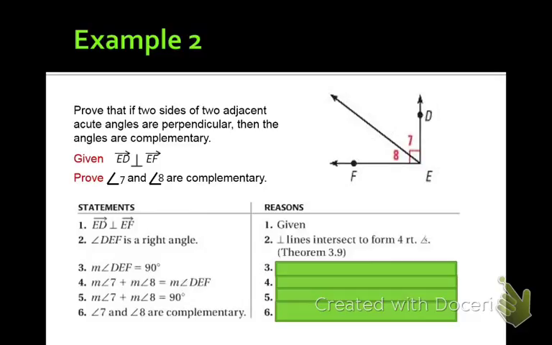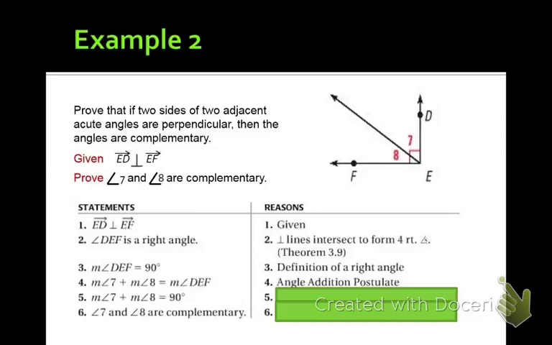Now, from DEF being a right angle, the measure of angle DEF is 90. How do you know that? Well, you had to know the definition of a right angle, so that's what we're going to use here. Now, since the measure of angle DEF is 90 degrees, we know that the measure of angle 7 and the measure of angle 8 have to add to 90 degrees, and that's because of the angle addition postulate. 7 plus 8 has to equal the whole thing, which is 90.